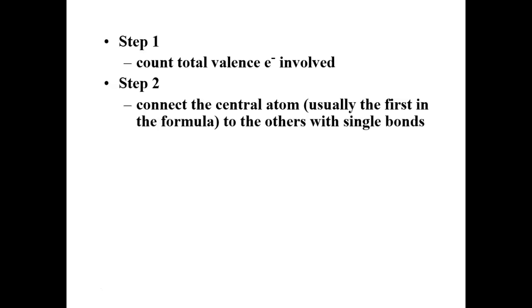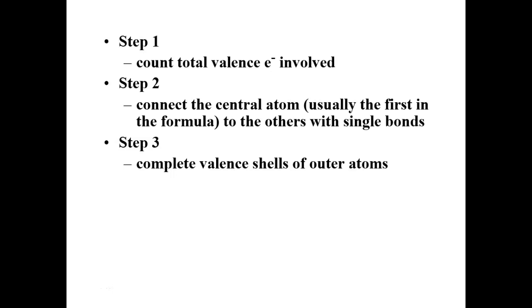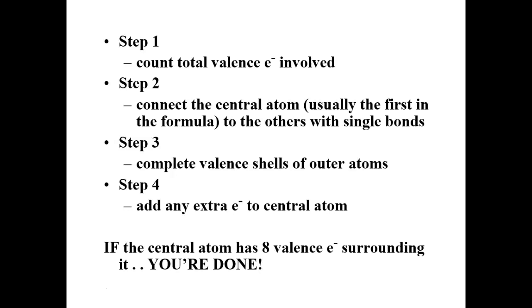Count the total number of valence electrons involved, and I would be writing all these steps down. Connect the central atom, usually the first in the formula, to the others with single bonds, okay? Complete the valence shells of the outer atoms, add any extra electrons to the central atom, and if the central atom has 8 valence electrons surrounding it, you're done.